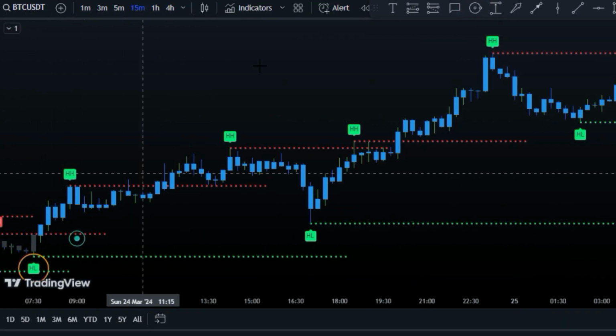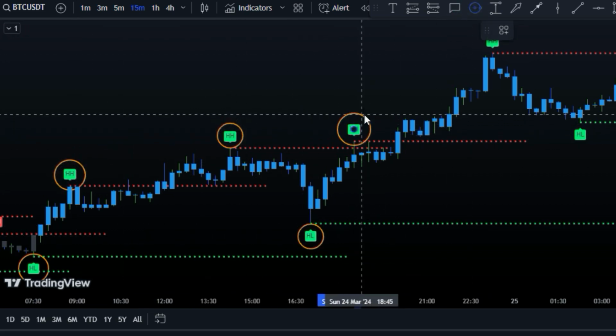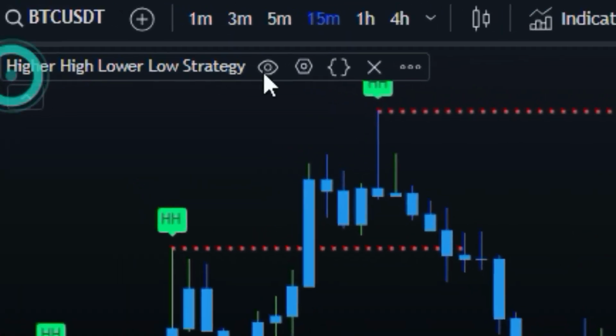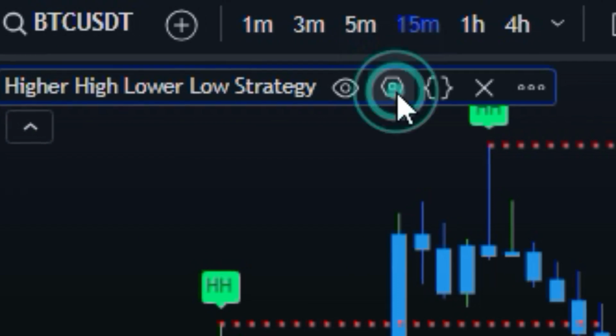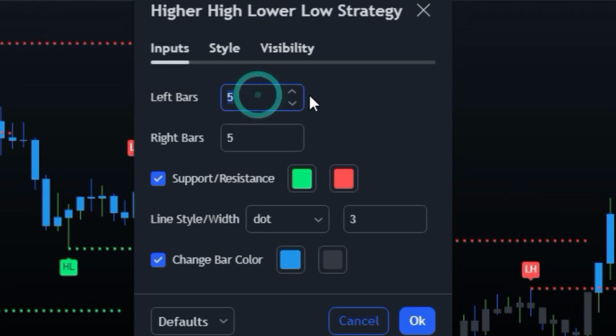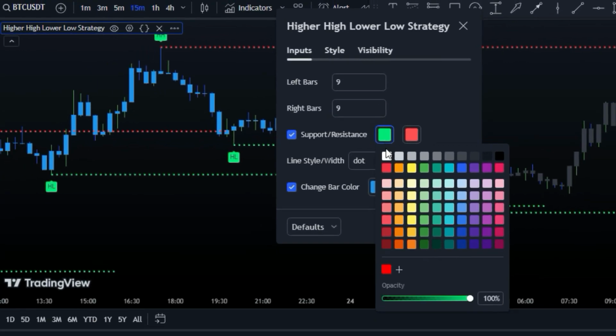Now that the Higher High Lower Low indicator is added to your chart, we'll need to make some adjustments to optimize its functionality. Click the gear icon next to the indicator's name to access the settings. In the Inputs tab, follow these steps. Change the left bars to 9. Then adjust the right bars to 9. After that, modify the support and resistance settings based on your trading style.